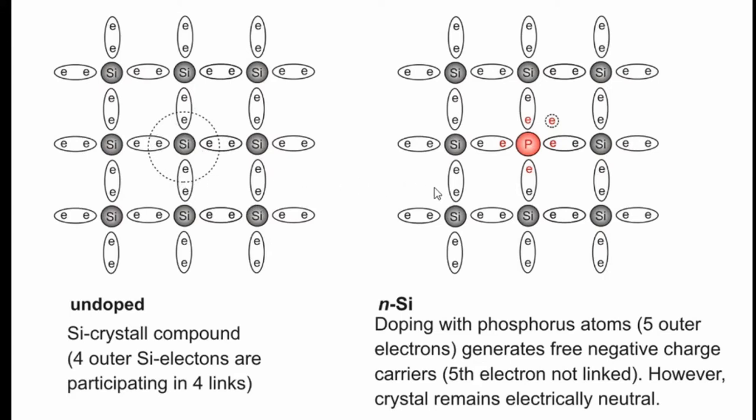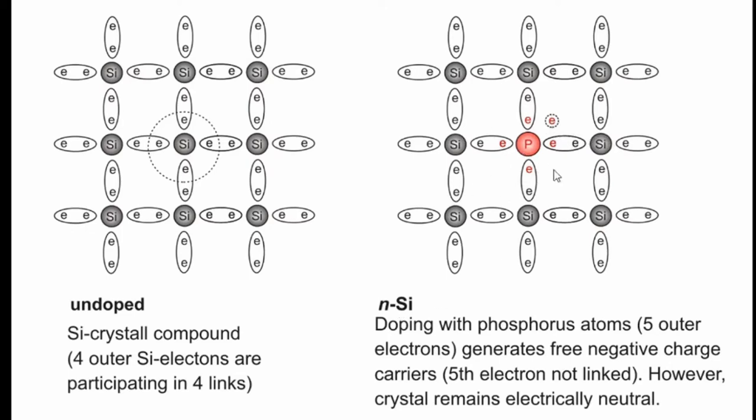What we do now, we put other atoms in here. For example, here we apply phosphorus atoms. The phosphorus atoms don't have four outer electrons like the silicon atoms. They have five outer electrons. And the four electrons which are linked to the neighboring silicon atoms are pretty stable there. But the fifth electron is free. There it can move freely, and while we have moving negative charges, like these electrons, it is called N-silicon.